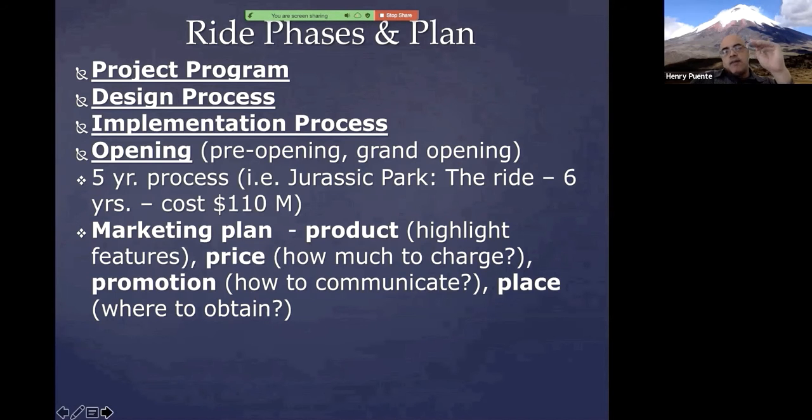Then of course you have the opening, and you have the pre-opening, often referred to as the soft opening. This is where you let some people on, maybe some employees, try it out, see what it's like. And then of course you have the grand opening.